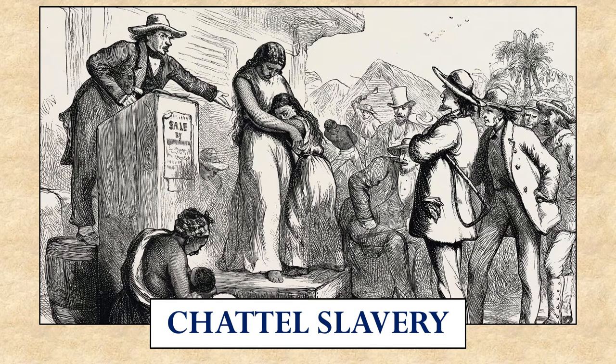This sort of slavery that developed in North America is known as chattel slavery. And what is meant by that is the slave becomes the literal property of the slave owner. The person is considered an object to be bought and sold by them. Now, you may think, well, of course, that's what slavery is. But there are other forms of slavery.